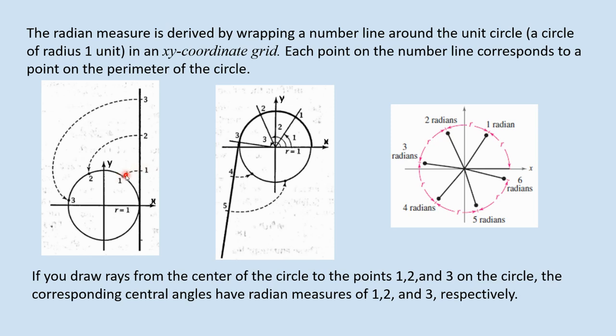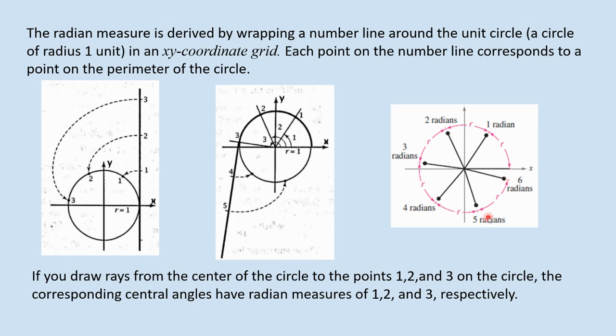So 1 would map to this point on the circle. 2 units would map to this point on the circle. 3 units maps to this point on the circle. So each of these would be called radians. This is 1 radian because the arc length equals the radius. This would be 2 radians. This would be 3 radians. And as we continue wrapping around the circle, thinking still of this as a piece of string, when we get to 4, it would map to this point. 5 maps to this point. And then 6 would continue on around, and you can see that 6 would be about right here. So this would be 1, 2, 3, 4, 5, 6 radians.